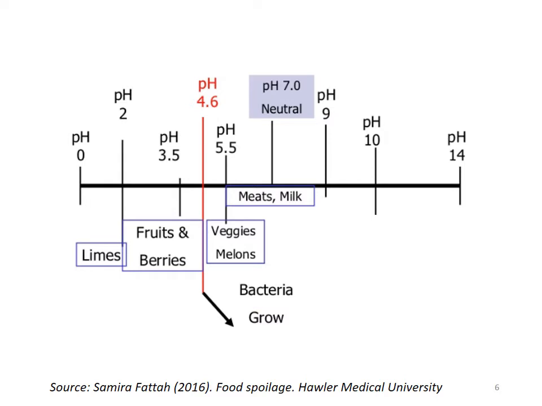So here we have our common food with their pH values. We have limes, for example, at pH 2, very acidic. And then we have fruits and berries at pH 3.5. We have veggies and melon at pH 5.5. And also we have meats and milk at pH 7.